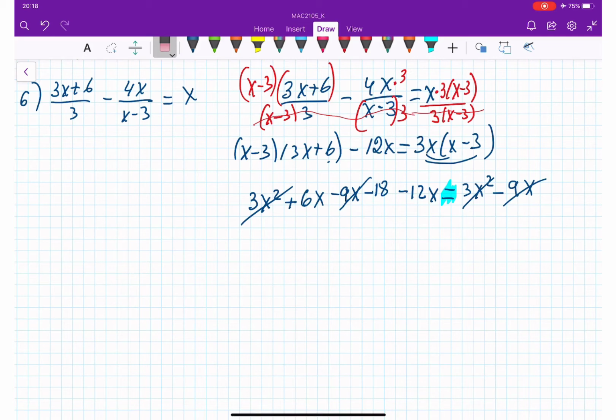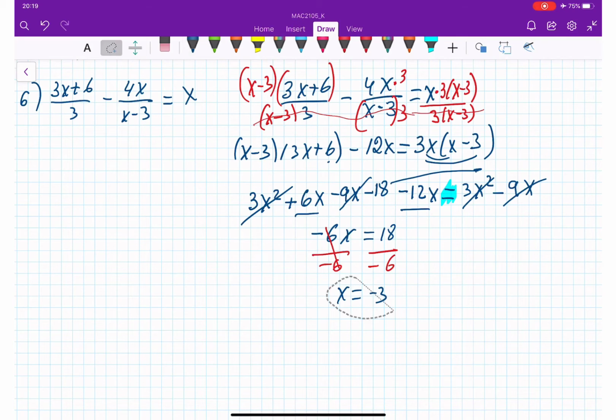Okay, what do we have left? 6x negative 12x, it's going to be negative 6x. And I am moving this 18 to this side, which is going to be positive 18. Okay, and let's divide by negative 6. Divide by negative 6. So this is gone, and x is equal to negative 3. Okay.